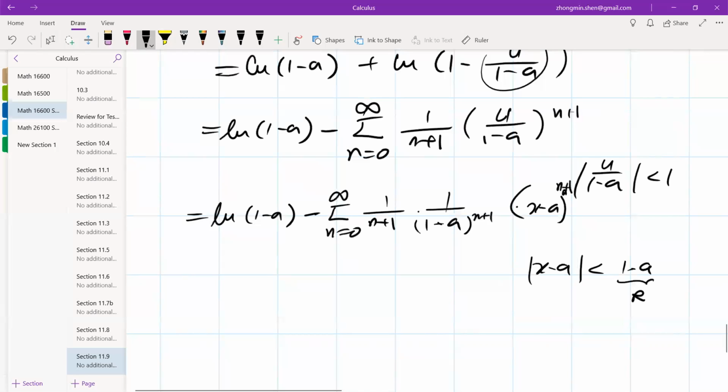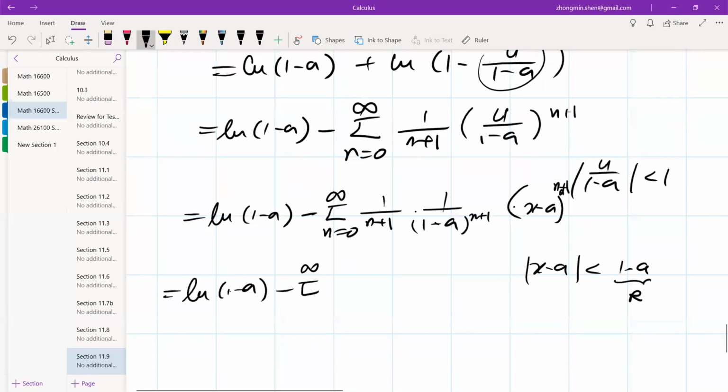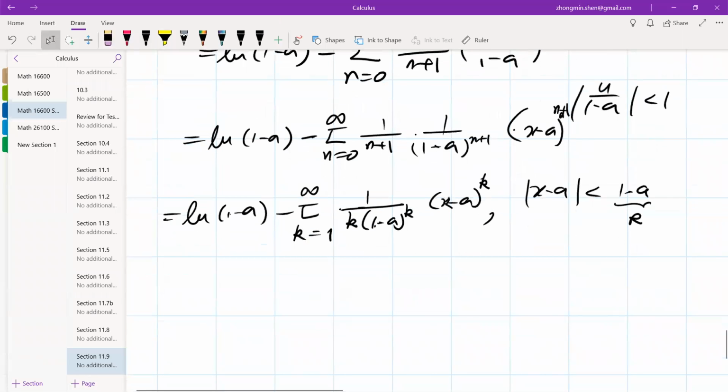So you can change it to use a new index. If you don't like n plus 1 here, you let k start from 1. What is k? k is n plus 1. So it's going to be the sum of 1 over k times 1 minus a to the power k, times x minus a to the power k. And this holds for absolute x minus a less than r. So we get this formula.